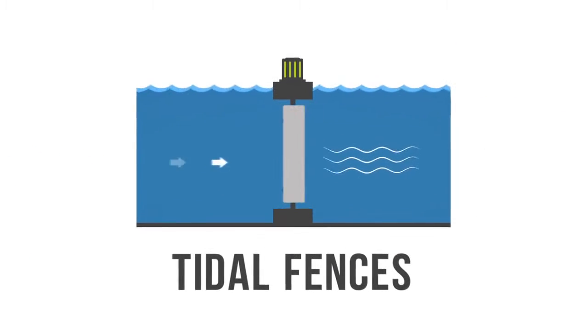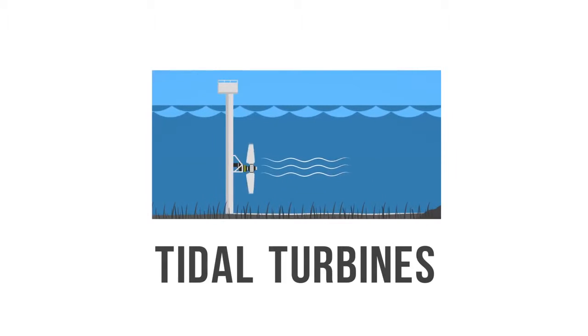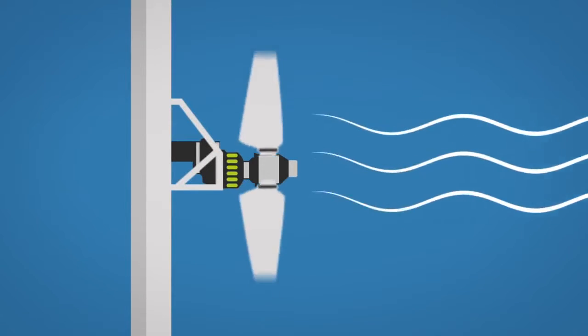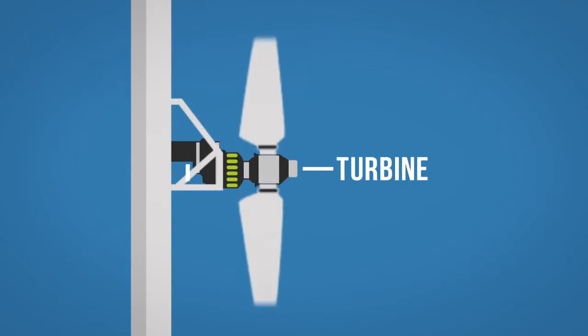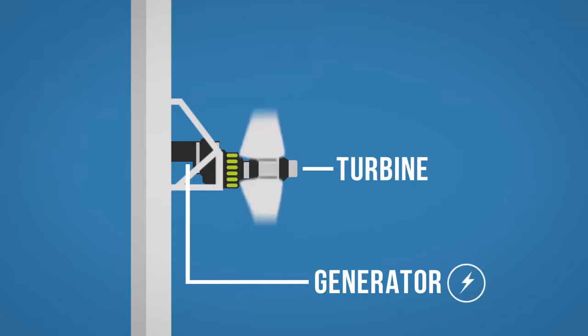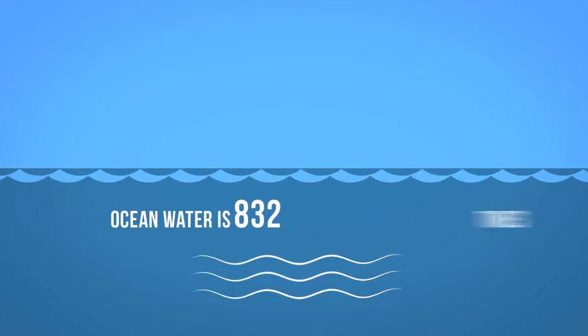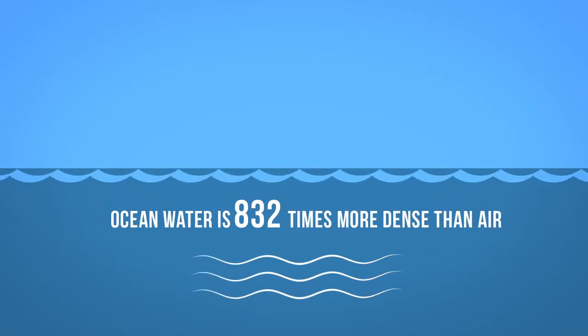Tidal fences are turbines that operate like giant turnstiles, whereas tidal turbines are similar to wind turbines, only underwater. In both cases, electricity is generated when the mechanical energy of tidal currents turns turbines connected to a generator. The generator produces electricity. Ocean currents generate relatively more energy than air currents because ocean water is 832 times more dense than air and therefore applies greater force on the turbines.